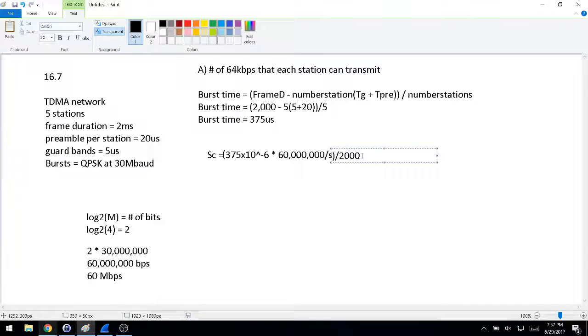And so by doing these numbers out like this, we're telling ourselves that our capacity, rather, not our data rate anymore, the amount of data these stations will transmit per burst, is 11.25 megabits. Because again, we have the amount of time that a burst occurs, 375 microseconds. We have the data rate that we're transmitting at during that burst, which is 60 megabits per second. But then we're limited by our frame time, which is 2 milliseconds, or basically a 2,000th of a second.